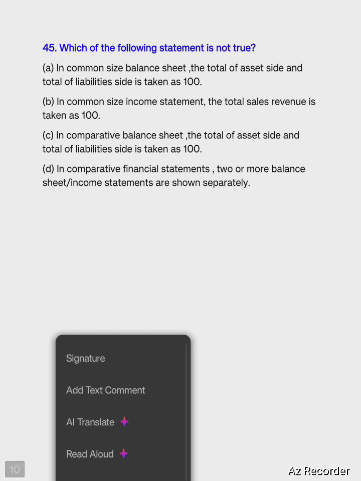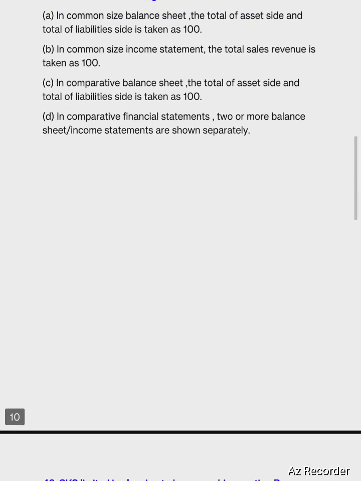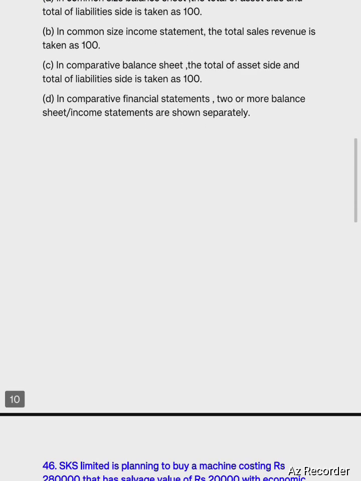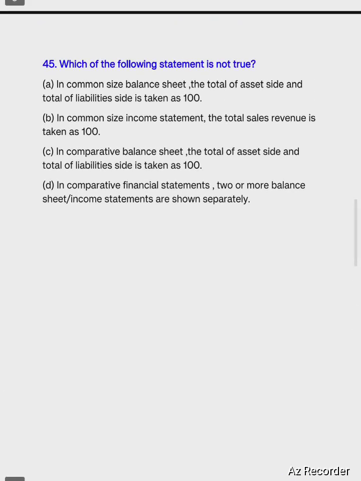Which of the following statements is not true? In a common size balance sheet, the total of the asset side and liabilities is taken as 100. In a common size income statement, total revenue is taken as 100. So both options are right. In a comparative balance sheet, the total of the asset side and liability side is taken as 100.